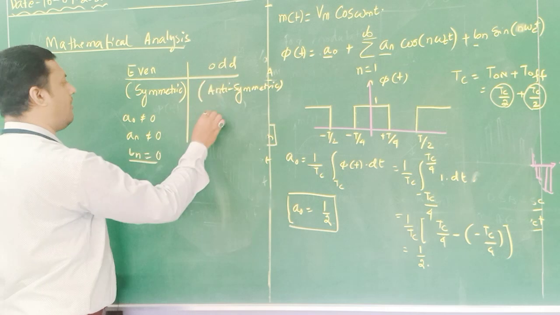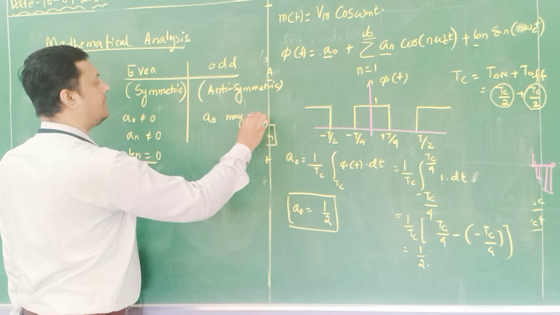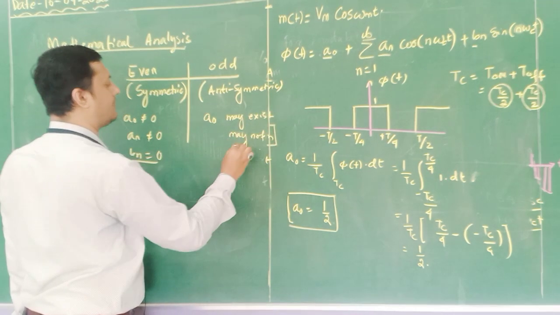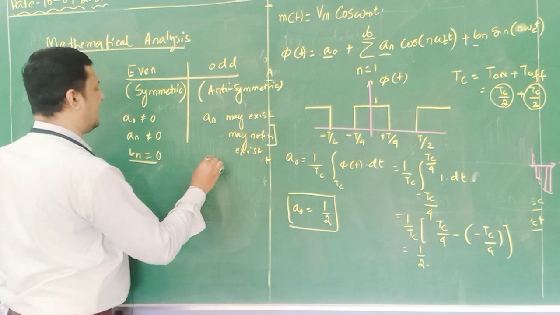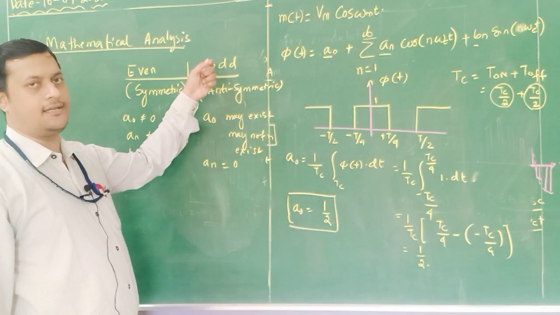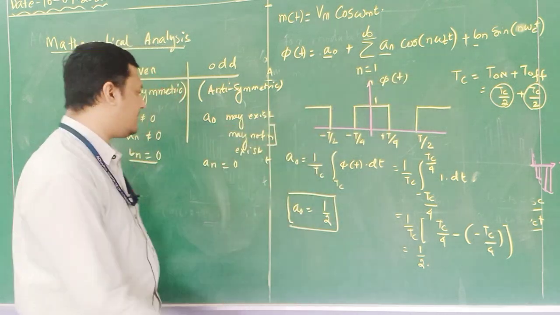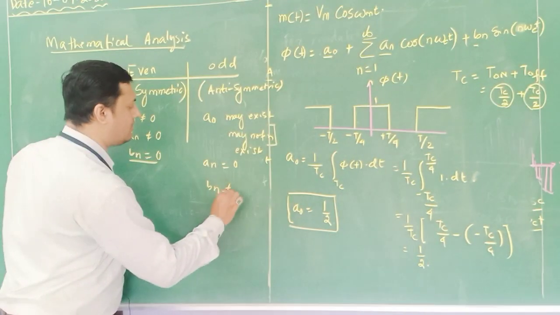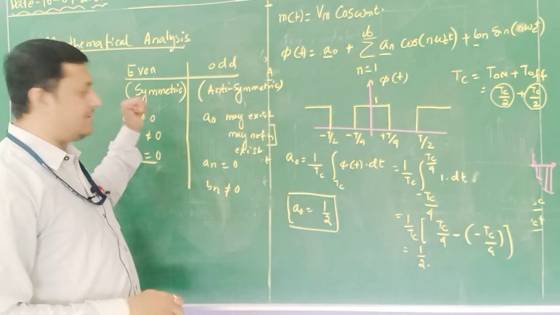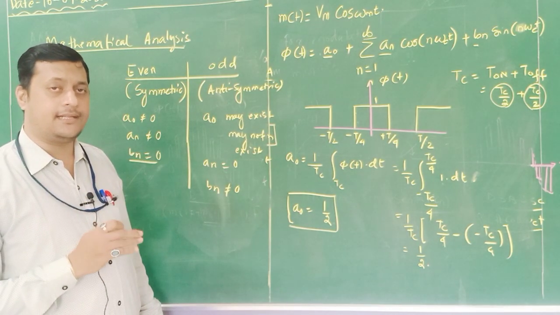Similarly, if it is odd, A0 may not exist, An is equal to 0. Why? Because since we are discussing odd, the cos indicates the even term, sin indicates the odd term, and here Bn is not equal to 0. So before proceeding for An and Bn, this consideration must be in our mind, whether this signal is an even signal or an odd signal.